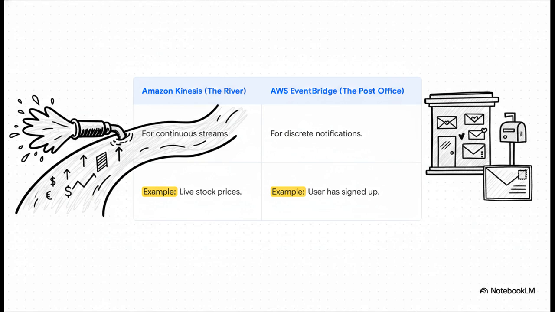So this is the crucial point to get. You have to understand the difference. Kinesis is the river. It's for high-volume, continuous streams of data, like live stock market prices. EventBridge is the post office. It's for those discrete, individual notifications, like a new user has signed up. One is a fire hose, the other is a letter. Both are incredibly powerful, but you use them for very different jobs.